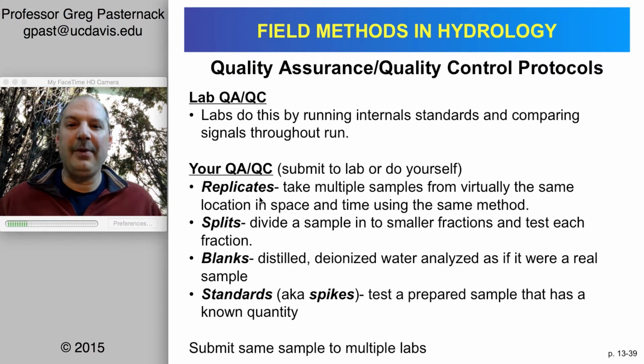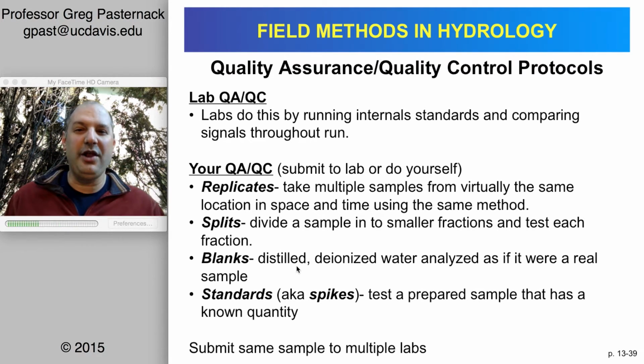One is to send replicates. So if you collect several of the same sample just next to each other, or a few moments apart, then you can send those samples and see, do you get the same result. A split, just basically dividing a sample into two smaller fractions, after you homogenize it by shaking it up or whatever. I don't usually send blanks, but if you're dealing with low concentrated solutions, you certainly can send a blank.